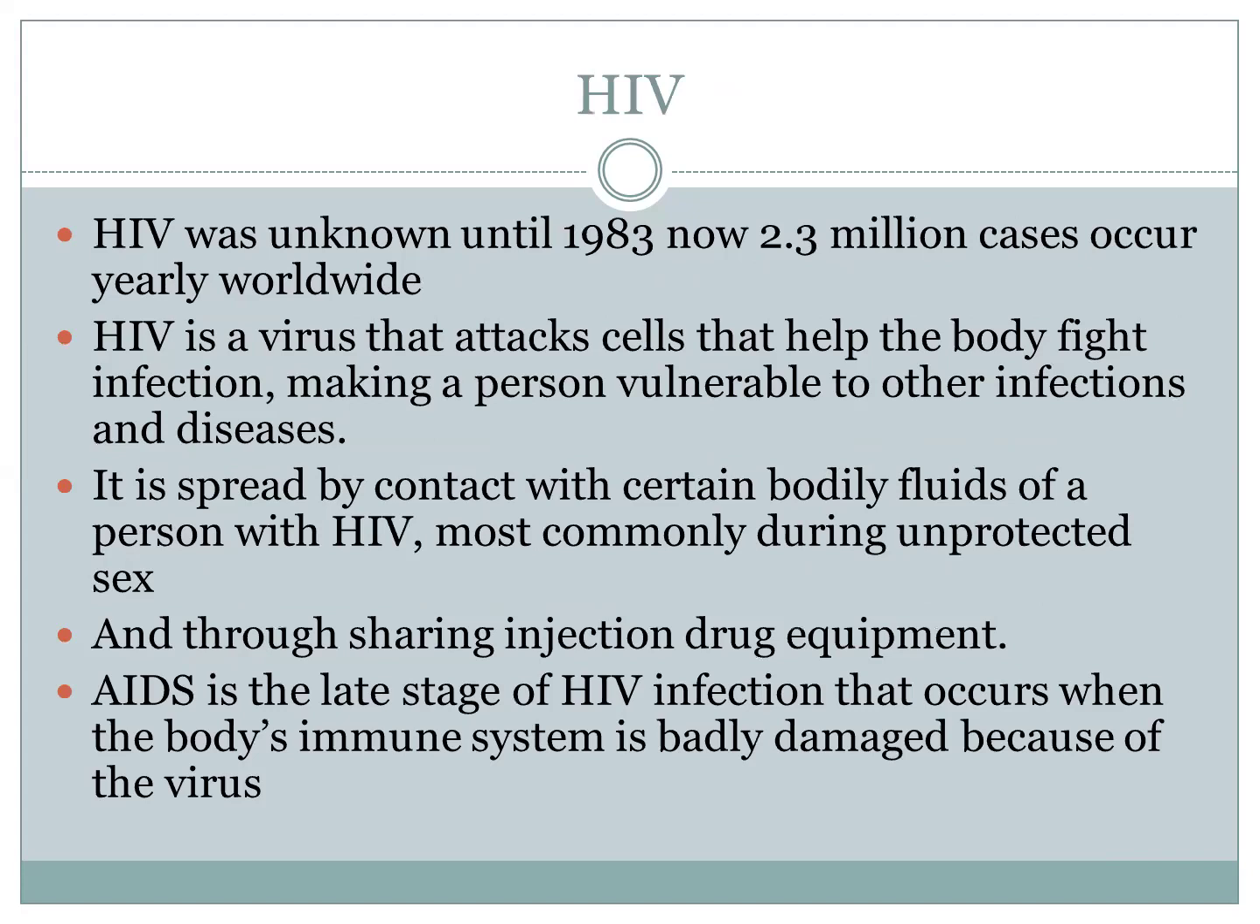Next is HIV. HIV was unknown until 1983 and was initially discovered in homosexuals. Now 2.3 million cases occur yearly. It is a virus that attacks cells that help the body fight infection, making a person vulnerable to other infections and diseases. It is spread by contact with certain bodily fluids of a person with HIV, most commonly during unprotected sexual intercourse. And also it is spread through sharing injection drug equipment. AIDS is the last stage of HIV infection that occurs when the body's immune system is badly damaged because of the virus.